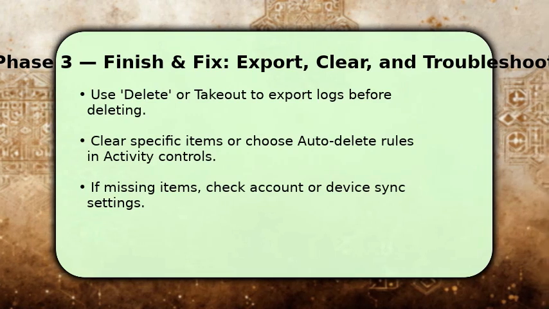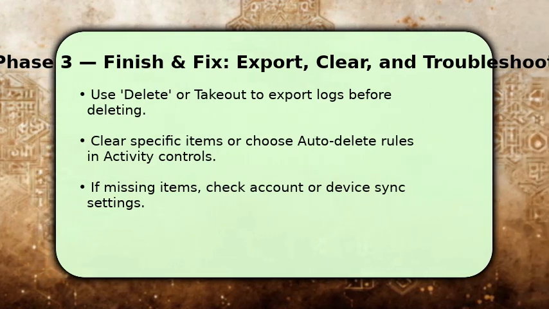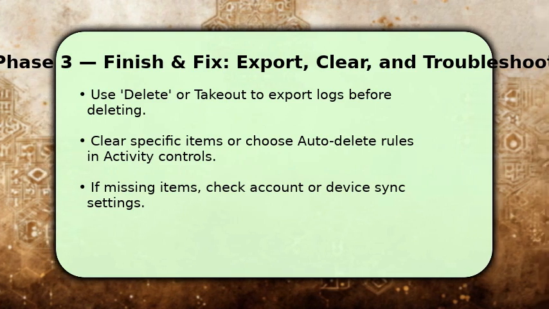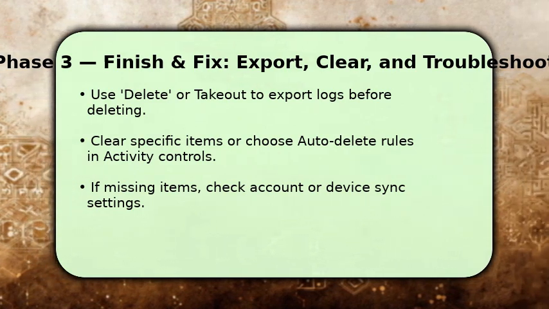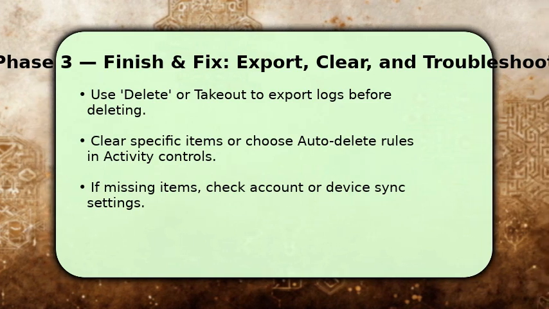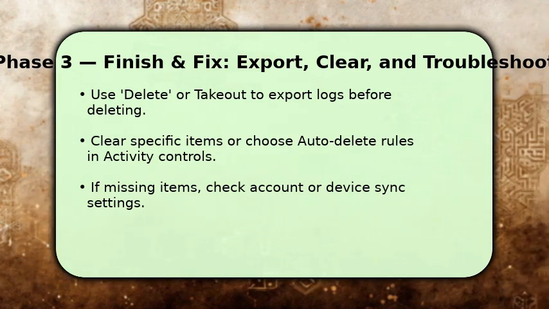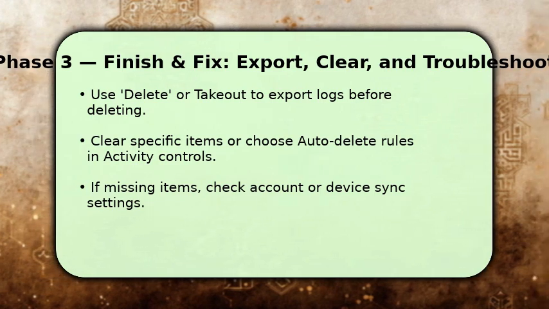To finish, export any records you want to keep using Google Takeout, then delete individual items or set auto-delete rules and activity controls to stop future retention. Make sure to clear only what you intend to remove, because deletion is permanent for that account.